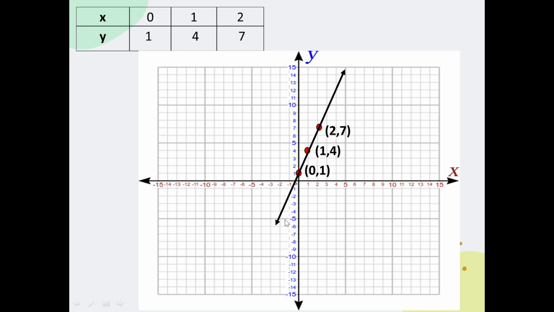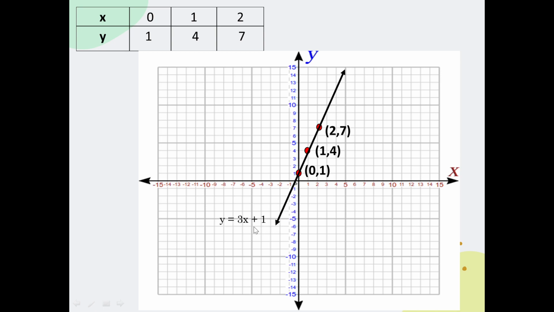Next point is 1 and 4. So, we have positive 1, then move up tayo hanggang 4. So, that is the second point. Then, label it. Next, 2 and 7, we have the point or the x coordinate is 2. Then, move up tayo sa 7. We have that point. And as you can see, we can now draw a straight line, connect the dots or connect the points.